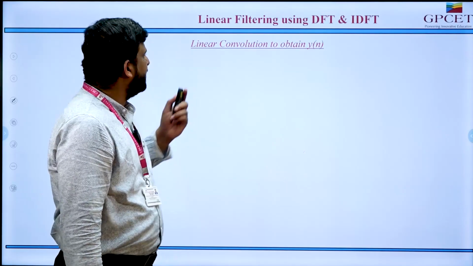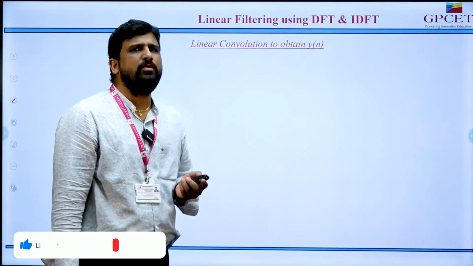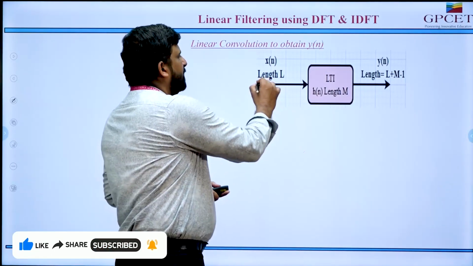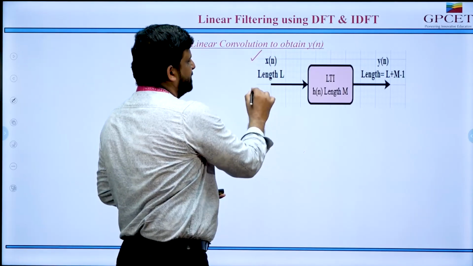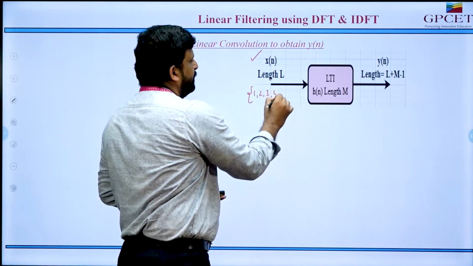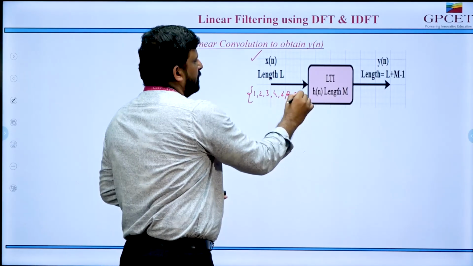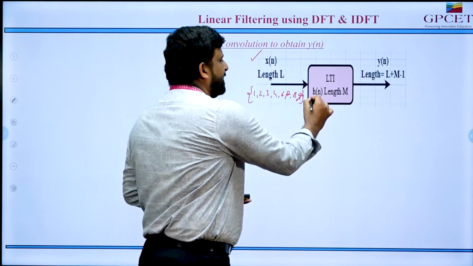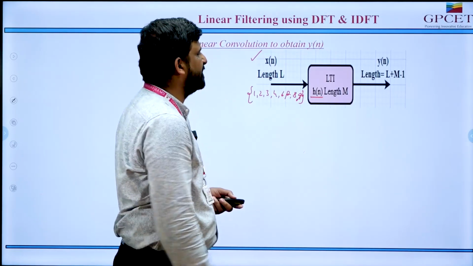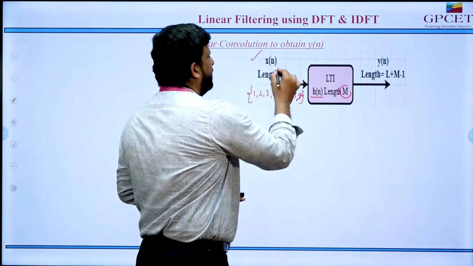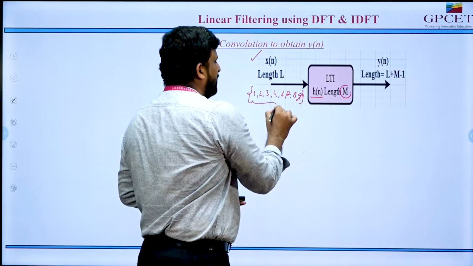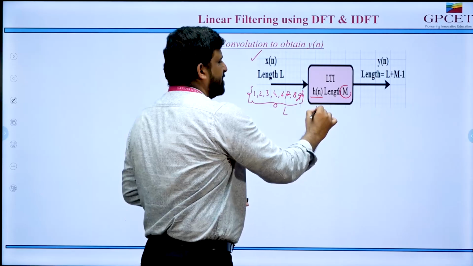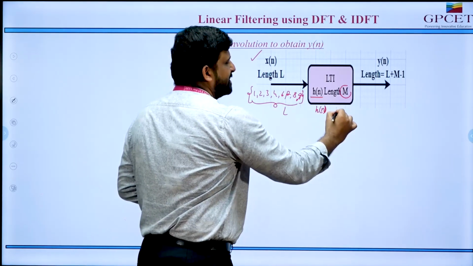Simply, if we consider linear convolution, how will y of n be obtained? This is the basic block diagram where I give x of n, a lengthy sequence of length capital L, as an input to the LTI system, the linear time invariant system, whose impulse response is h of n with a length of capital M.